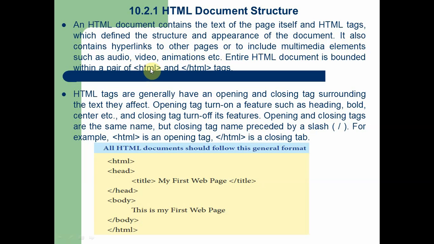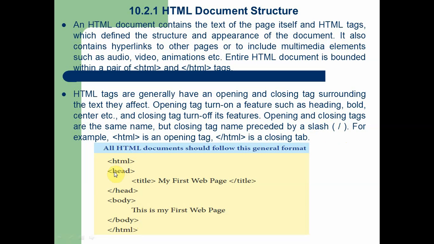So this is the open HTML tag, this is the closed HTML tag. See in the diagram. In the same way, other tags are also used, but the open tag always turns on a feature such as heading, bold, center, etc., and the close tag terminates that feature. So the close tag always begins with this slash.